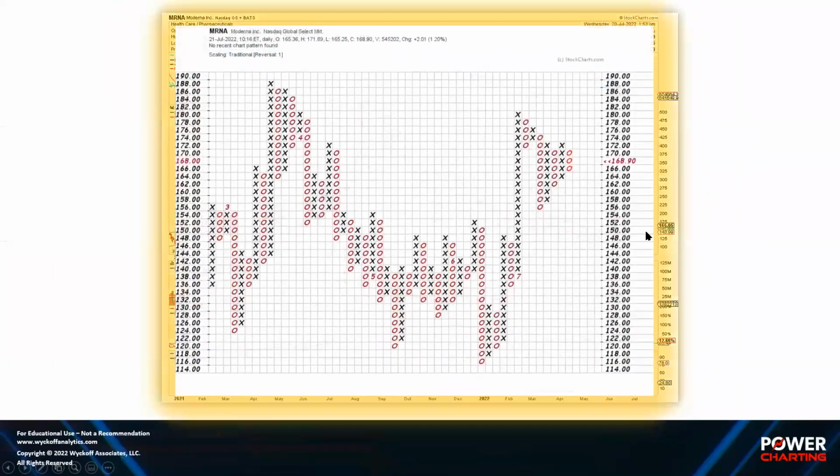Point and figure, look at this fantastic structure. This is why I love to look at point and figure charts, and I can look at a lot of them pretty quickly, which means I don't have a life. But other than to be here with our friends at PowerCharting.